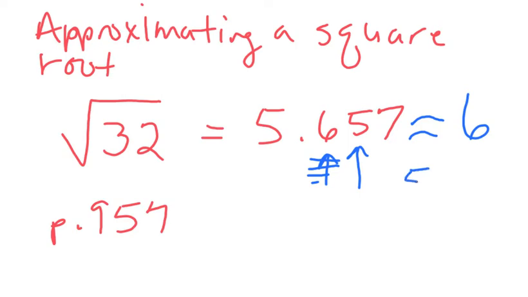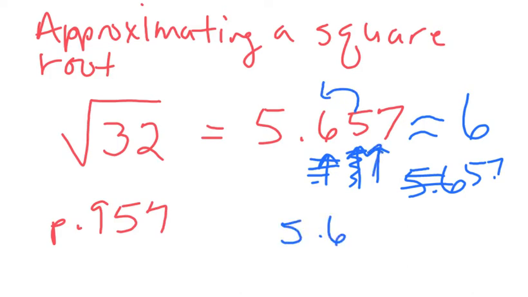So 5.6. Remember, you always look at the number 1 over from the number you're rounding to. If it said approximate it to the nearest hundredths, I would look at the 7 and say that rounds up. So, wait a minute. Let me back up. That's 5.7. I just rounded that wrong, because that would round up. Okay. Now, look at the 7, and that would be 5.66, because the 7 would make it round up.